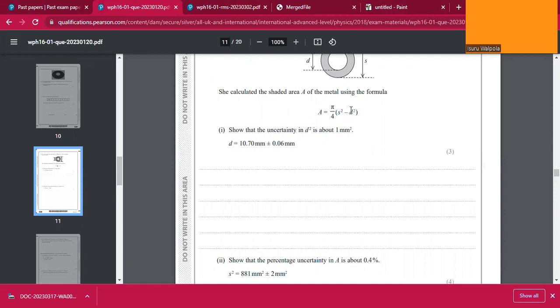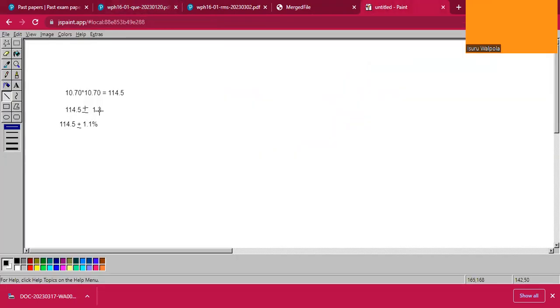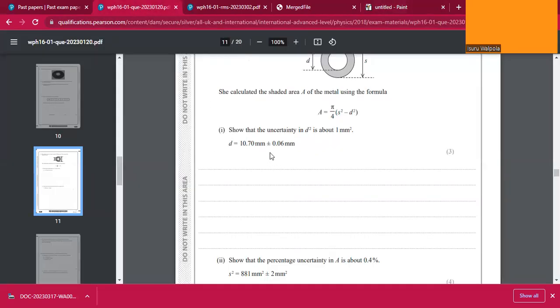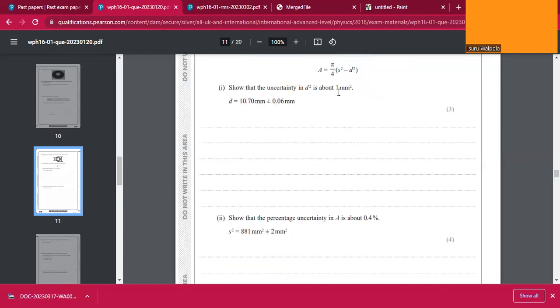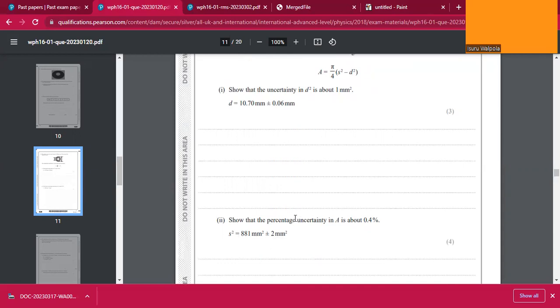Now, to find the uncertainty of D square, you have to go through that painful process of finding the percentage uncertainty, as we did here, doubling it and reapplying it back to the 10.70 times 10.70. It is already done. We have this value, 114.5 plus or minus 1.3. So for D square, we are set with the uncertainty. Look at the uncertainty of S square. It is also provided to us as 2 millimeter square.